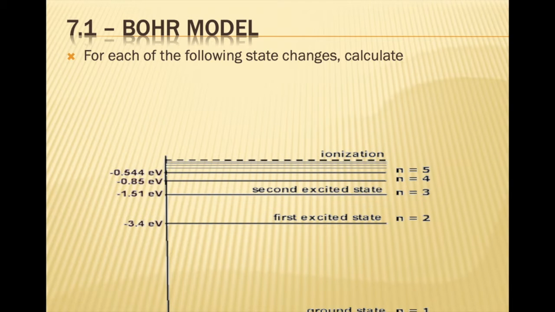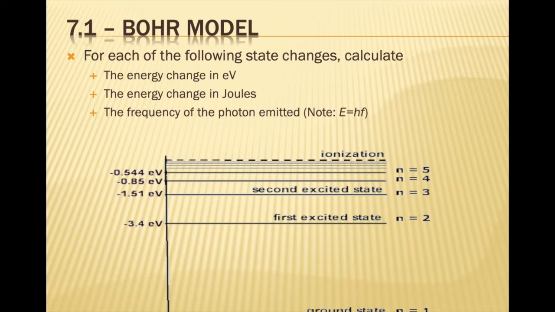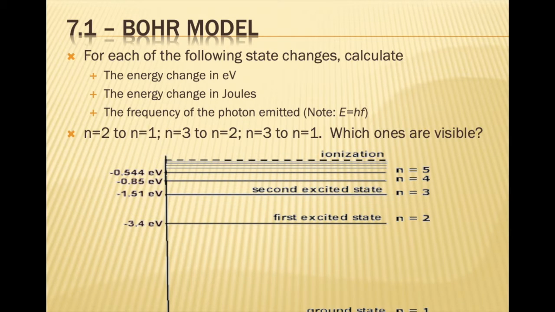So your task for each of the following state changes: calculate the energy change in electron volts, the energy change in joules, and the frequency of the photon emitted, and then tell us which ones are visible. So these are the energy changes we're looking at, from n equals 2 to n equals 1, from n equals 3 to n equals 2, and also from n equals 3 down to n equals 1. So I'm going to do the first one for you as an example, and then what I want you to do is do the second two and submit your answers as a photograph to the Google Classroom.